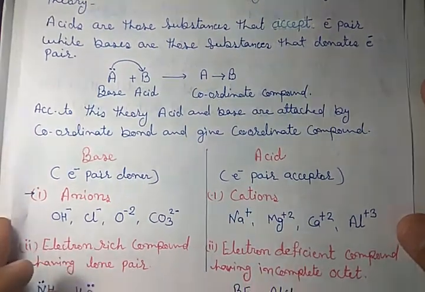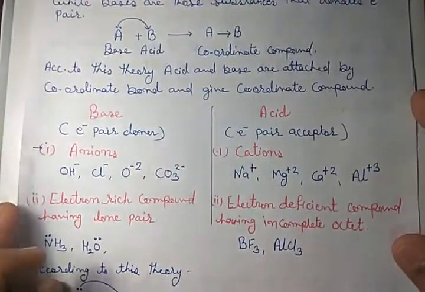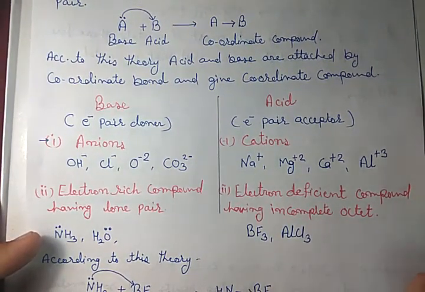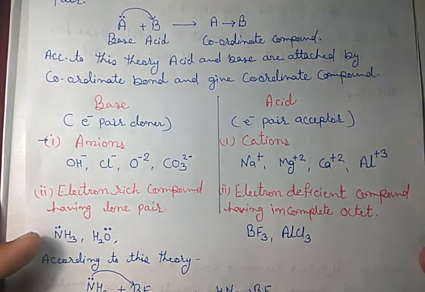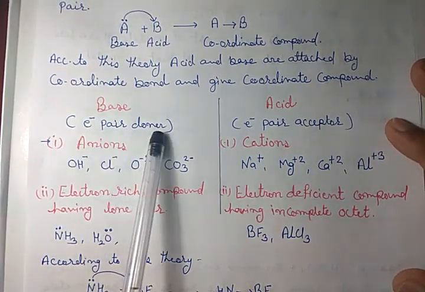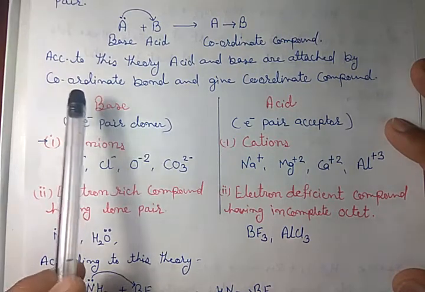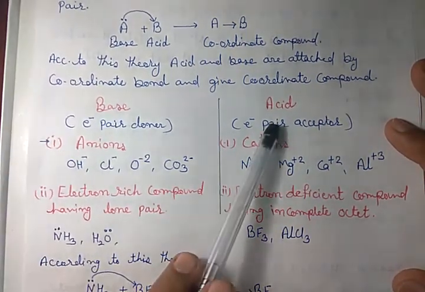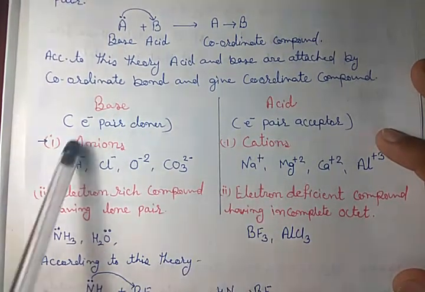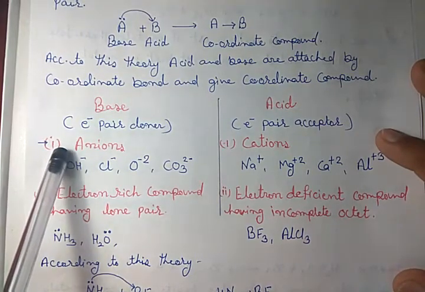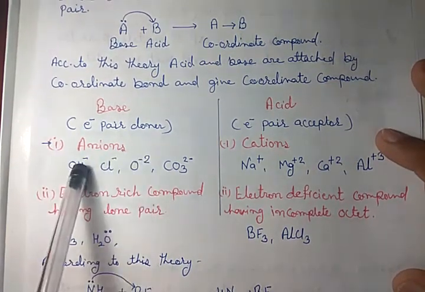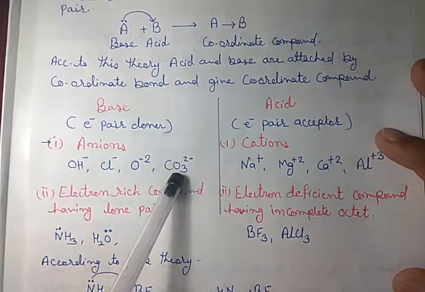Now the question comes to our mind: which atoms, chemical species or ions can donate electrons or which can accept? That means which substances come in the category of acids and which are bases. Since bases are electron pair donors, they must have extra electrons, while acids are electron pair acceptors, so they should have a deficiency of electrons. Bases, two types of chemical species come in this category. One is anions, and you know that anions have negative charge, that means they have excess of electrons, so they come in the category of bases.